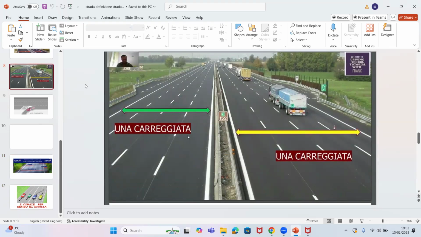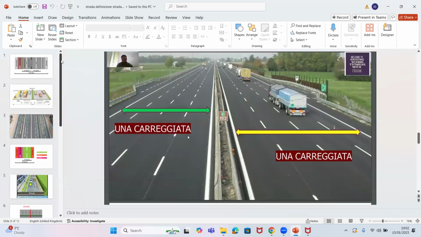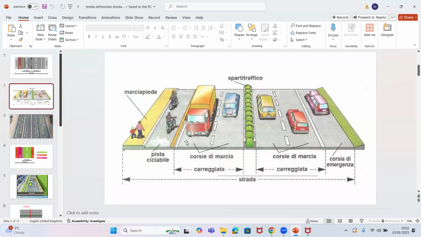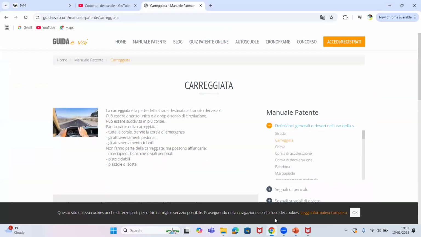All right, guys. We are about to see something else. Let's see what our book tells us. The book says: La carreggiata è la parte della strada destinata al transito dei veicoli. It is the part of a route that is destined for the movement of vehicles. On Monday, I taught you about when a carreggiata is senso unico and when it is doppio senso.